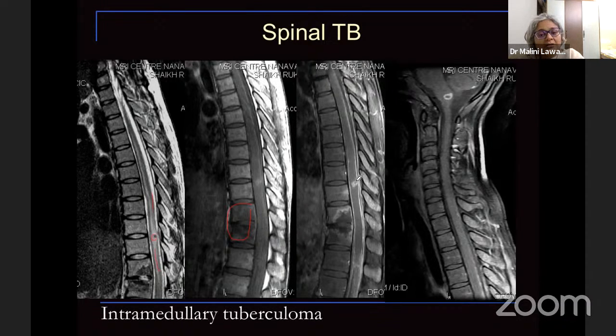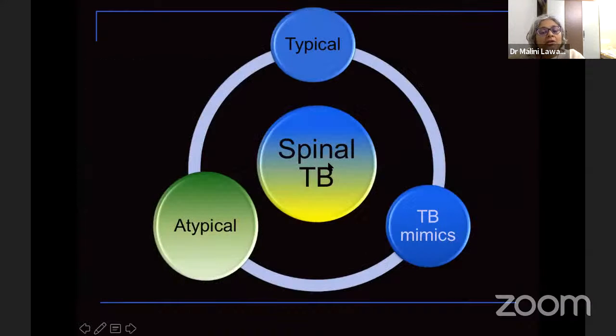And when you give contrast, it is showing peripheral enhancement. This is intramedullary tuberculoma. Also on the surface of the cord, we can see enhancement. This is leptomeningitis. And there was a tuberculoma in the medulla, in the brain also. So that was typical TB.